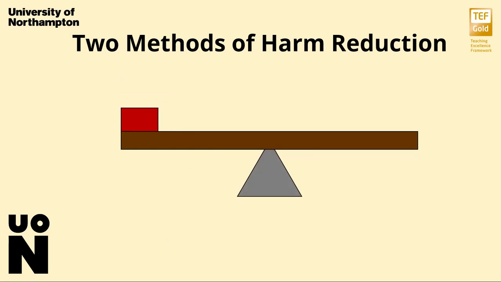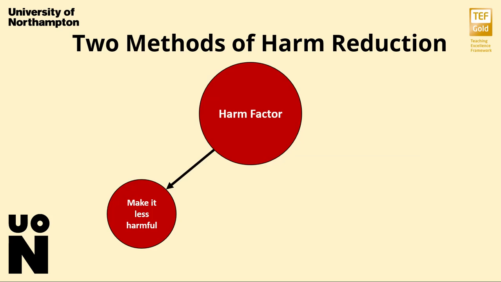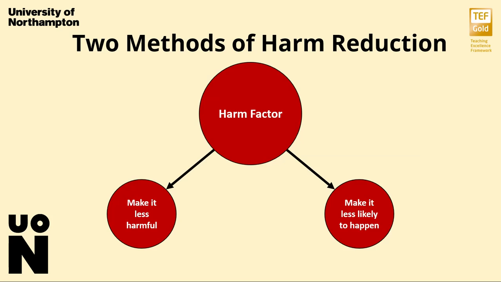The second thing we can ask is how can we make it less likely to happen? Sometimes we can work and we can actually say, look, this might happen, but how can we make sure it's less likely to happen? And that's another way we manage risk.